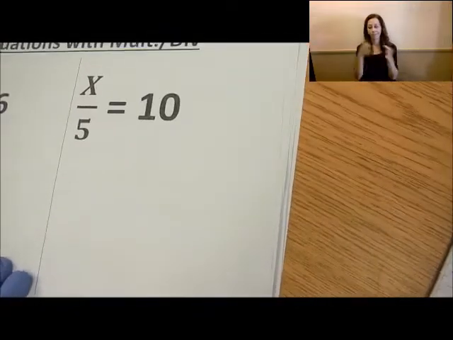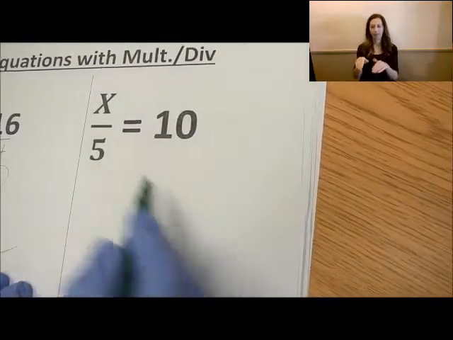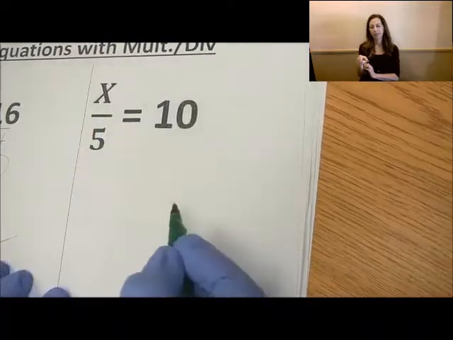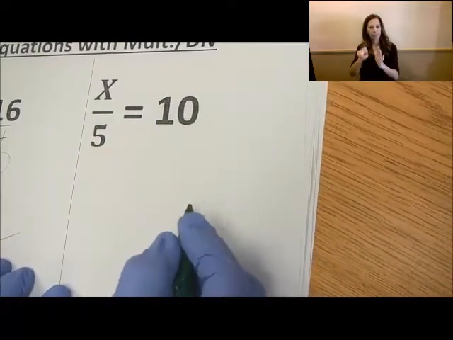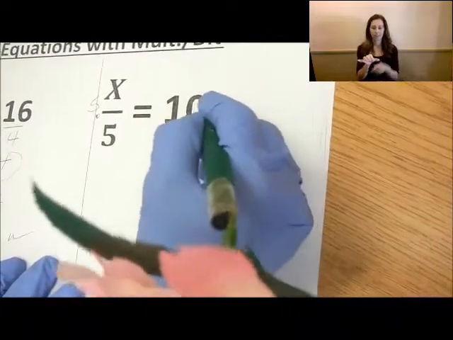Let's move on to the next problem. Now we've got a division problem. X divided by 5 equals 10. So here, if we have division, we have to multiply. So we're going to multiply by 5. And we're going to have to do the same thing over here.